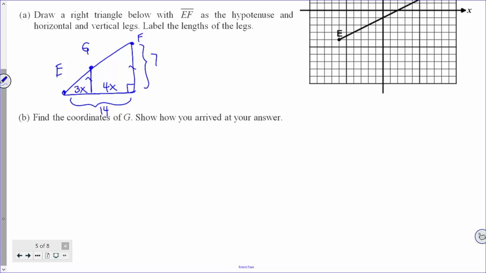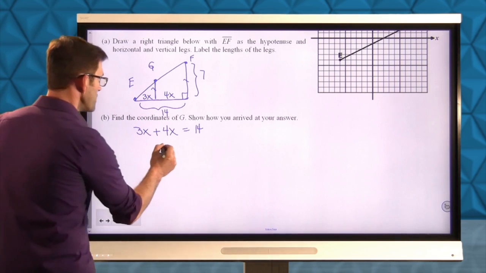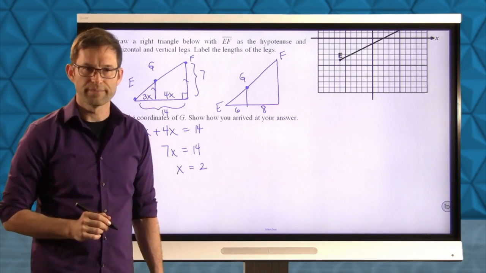Okay? So what I'm going to do now is I'm going to go 3x plus 4x is equal to 14. All right, I'm trying to figure out those two horizontal line segments. So I'll get 7x is equal to 14 and x is equal to 2. All right? That means in reality what I really have is the following. I've got G, I've got E, and I've got F. All right? And this has to have a length of 6, and this has to have a length of 8. Right? The 6 and the 8.